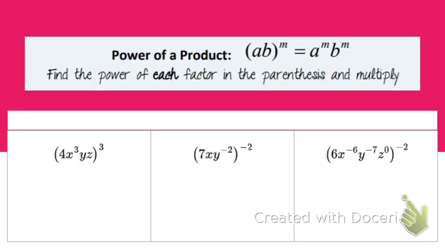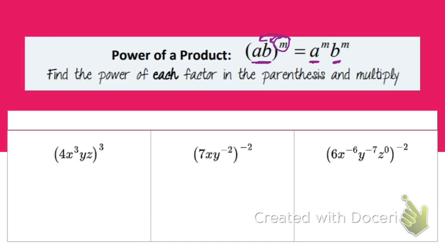Now here's another rule. This one's called the power of a product. So in the parentheses we have a product, we have a times b, and then that's being raised to a power. And our rule, or our shortcut, says that both of the factors of that product end up being raised to that power. So they both end up getting that exponent. It's not quite like distributing, but it kind of reminds me of distributing. That's how I remember this one.